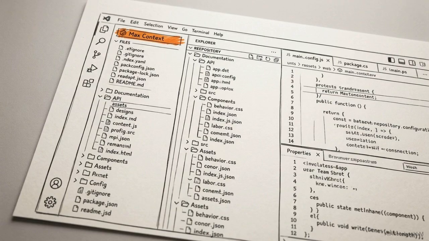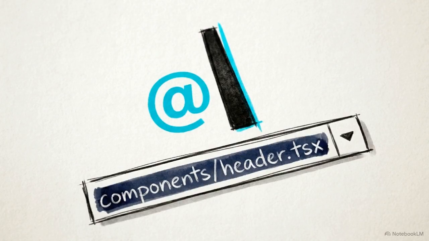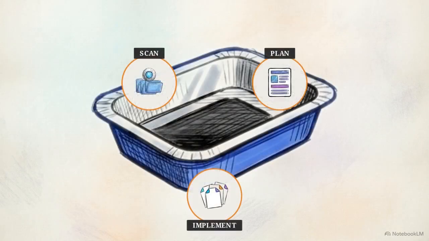It utilizes a 200,000 token context window to track complex changes, but it requires you to use @mentions to target the specific files needed for the task. For complex refactors, you use a 3-phase loop: scan the directory, propose a plan, and then implement.